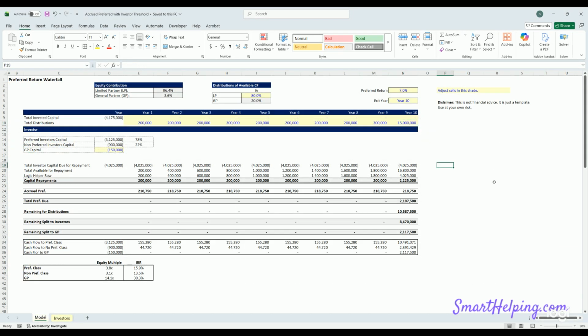This is smarthelping.com. We've got a new joint venture waterfall to do. Waterfall logic is probably one of the most difficult things to model if you don't do it regularly.